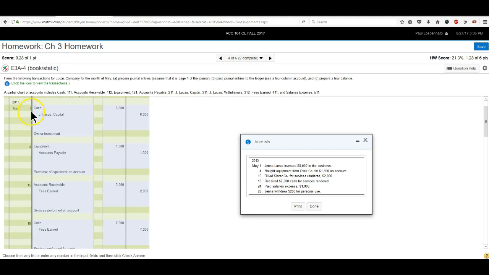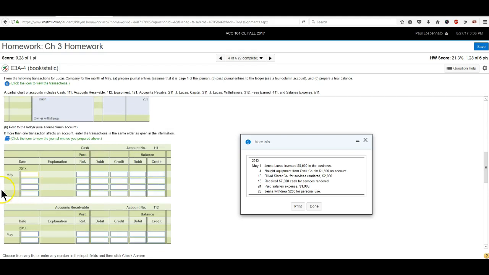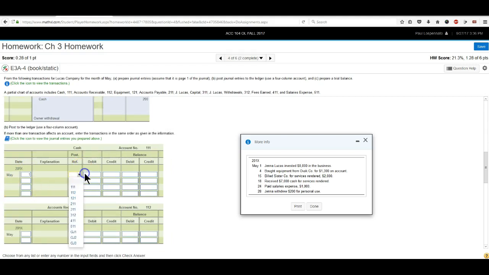So the first thing to do is to transfer a debit to the cash account dated May 1st and a credit to the capital account. So you'd go down to the cash account, stick in your date, which is the 1st, and it came from general journal page 1, where you debited cash, and you're now transferring it in to the account, which establishes the $8,000 balance.